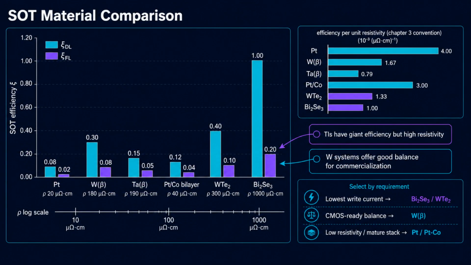Comparing materials for SOT applications reveals important trends. Topological insulators like bismuth selenide reach efficiencies of order 1 or more, far above conventional metals, but carry impractically high resistivity. Weyl semimetals offer intermediate performance with good balance. Conventional tungsten provides reliable efficiency around 0.3 with manageable resistivity, making it the current commercial baseline. Material selection depends on specific application requirements.